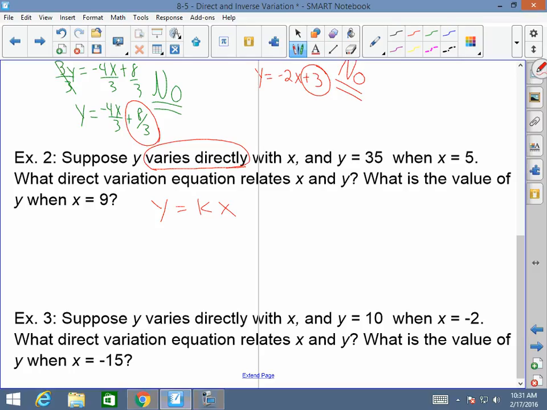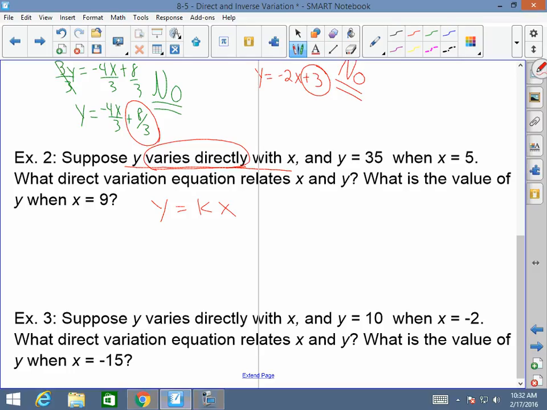So right off the bat, this is what always saves me. I set up the function without any numbers, but I know that this varies directly, so it's a y equals kx. Okay? And y equals 35 when x equals 5. What direct variation equation relates x and y, and what is the value of y when x equals 9? So basically here, I have to use what they gave me to find k, then rewrite the function with the proper k, then plug in and solve for what I need to solve for.